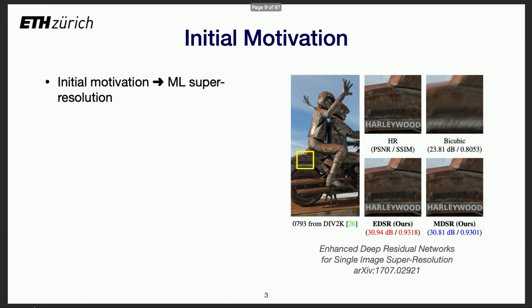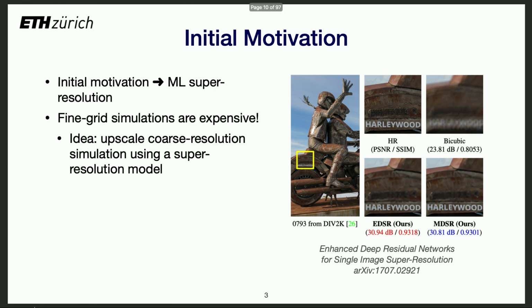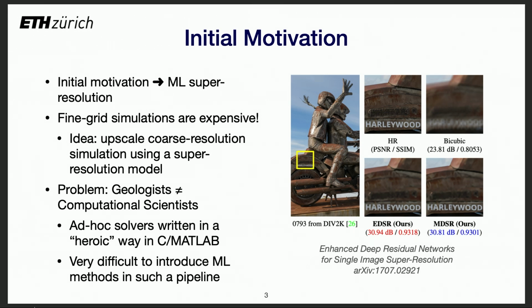Okay. So what was the initial motivation for all of this? Well, I was working on some machine learning super resolution tasks, and the idea was that it's really expensive to run a fine grid simulation, so what we can try and do is run a coarse grid simulation and then upscale it using some super resolution model. This is done very often in computer vision. There are a number of different models that work quite well. And so the idea was, if it works with images, let's try and use the same type of technique, but for scientific data instead. Of course, adding some physics information into the training loop, but essentially that was the idea. And then we hit the problem.